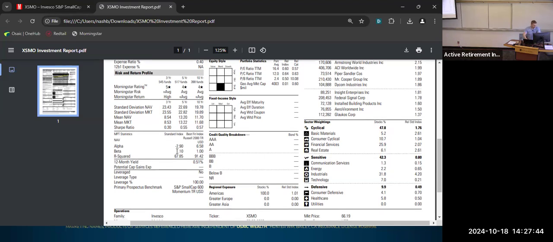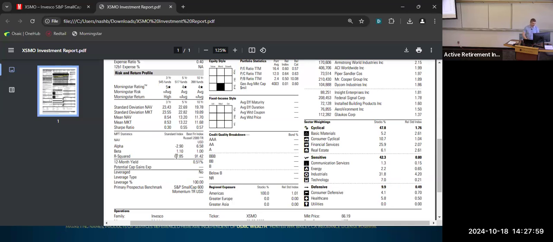And you can see that the beta is a little higher, and you can see that we have the MPT statistics for the standard index and for the best fit index, which is the Russell 2000. And you can see that the beta is a little bit different for each one.